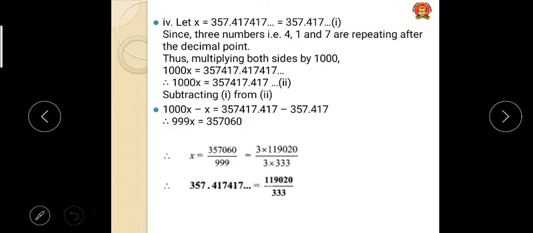Okay, same for question fourth, similarly. Here also the repeating digits are 417, so multiply with 1000 and you will get the answer. All these questions are the same because after the decimal, 3 digits are repeating. They are 3 digits of recurring type.